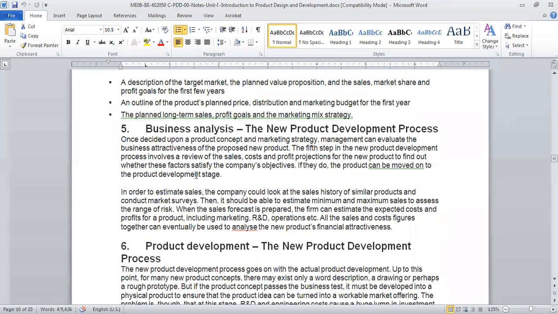Now business analysis. Now we know what the product concept is and what the market is. We have finalized the idea, and we have a concept for that. The concept is done, and depending on the concept, we have found out a marketing strategy. Now the management will find out the business attractiveness: how to make this particular product business attractive, how to attract customers.